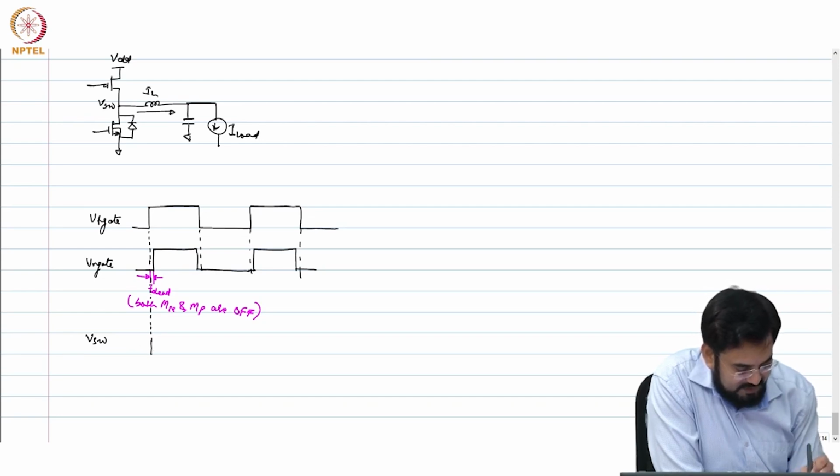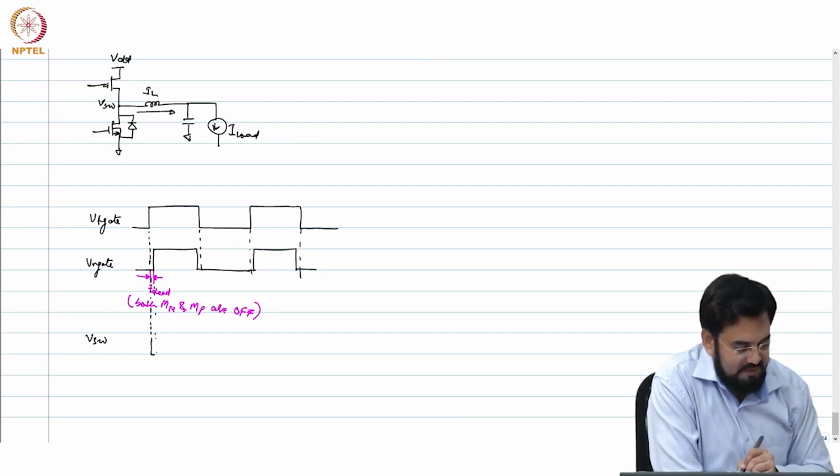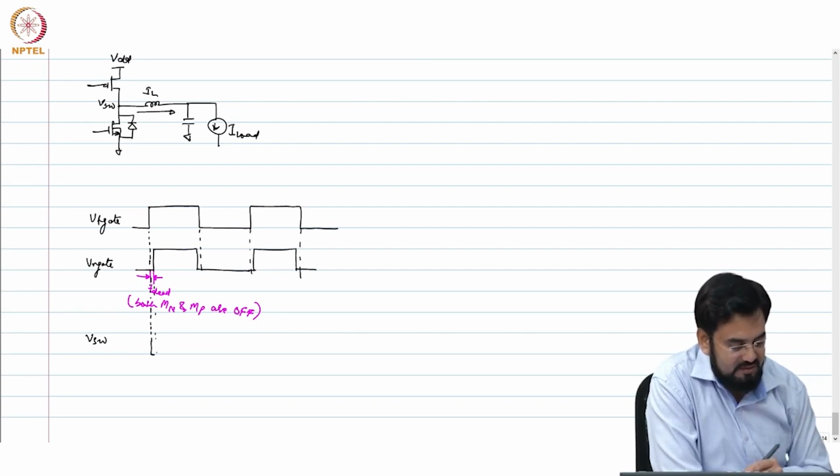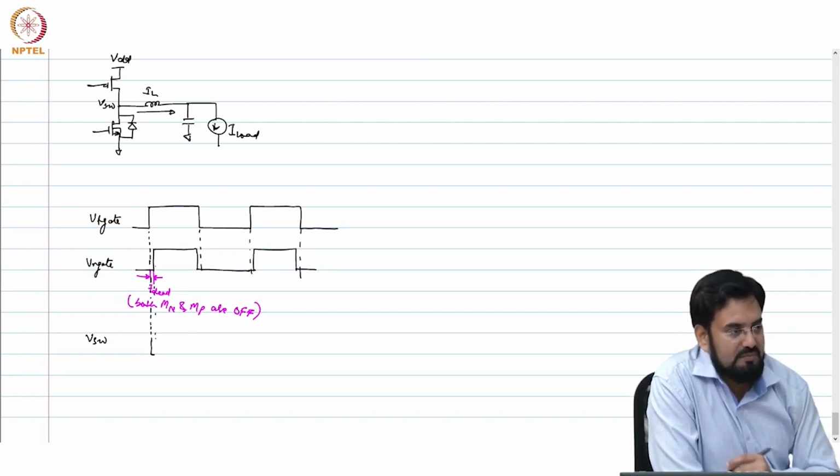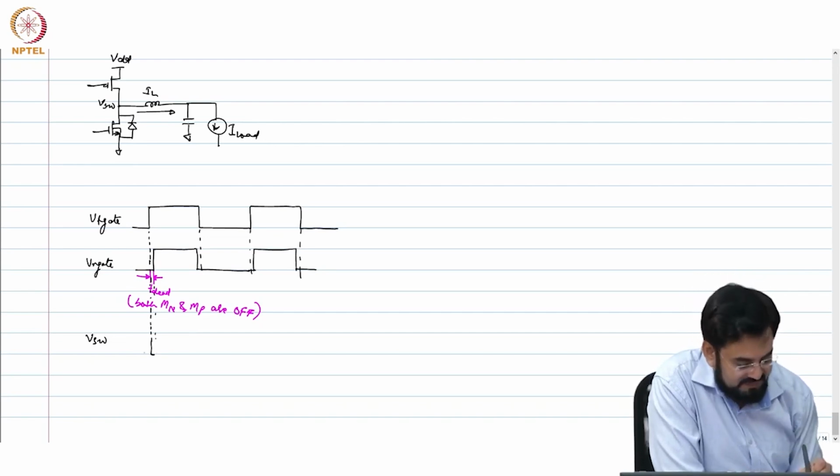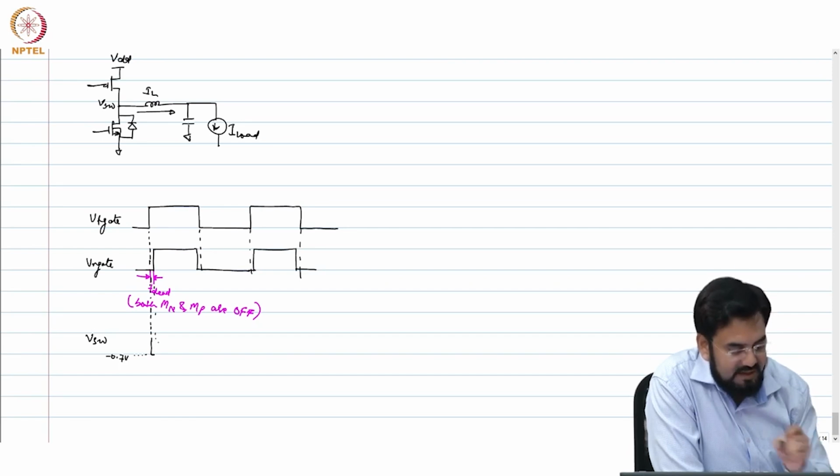So let's say this, and this will remain for the duration of. Now after this, what is happening? I am turning on NMOS. Where will it go? So if this is minus 0.7, where will it go when the NMOS turns on?